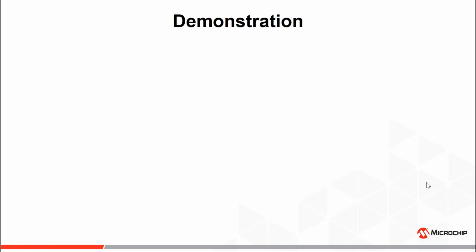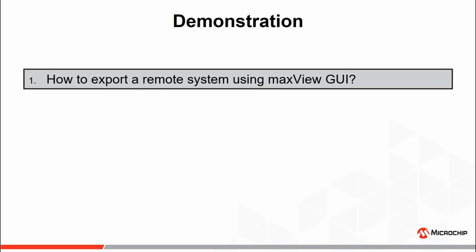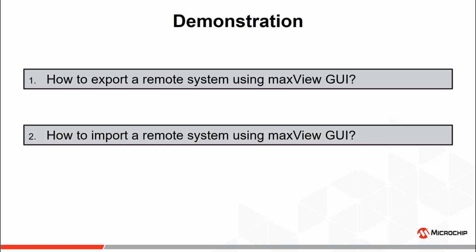The next slide captures the topics we are going to cover in this video. How to export the remote system to systemconf.json file using MaxView GUI. And how to import the remote system in MaxView GUI.